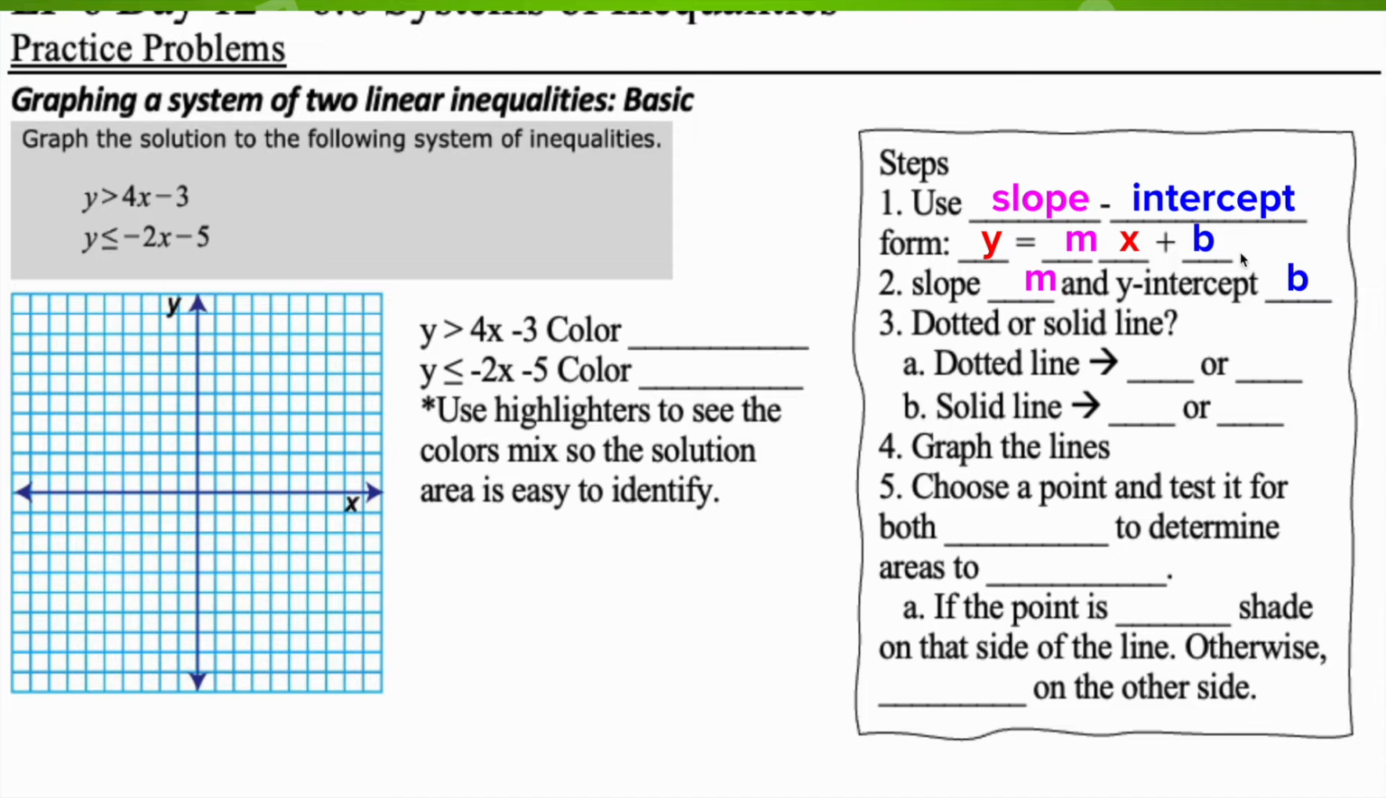And this is always our starting point. So we start at the y-intercept, that number being added or subtracted, and the slope tells us where to go from there. Either up, down, and then right or left, based on the fraction or the number that's given there.